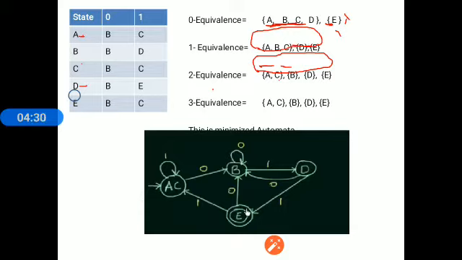Check for A and C. For 0 it is B, B and for 1 it is C, C. So B and C both belong to the same group. So we can combine A and C. B cannot be combined with A. So B is taken out from the group, and B and D are two separate groups.